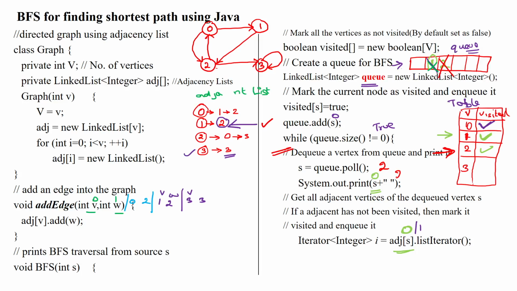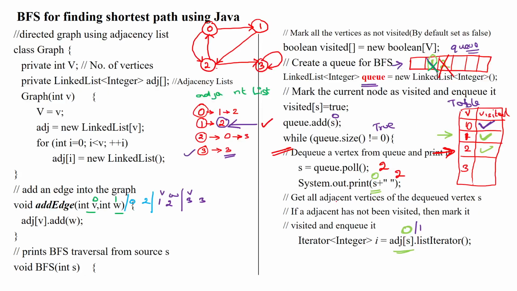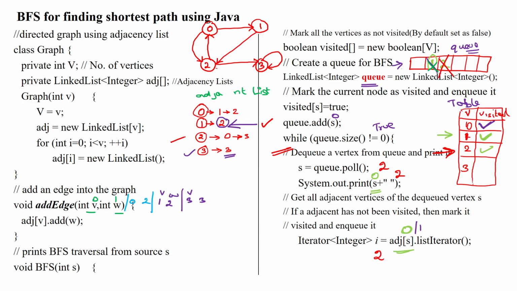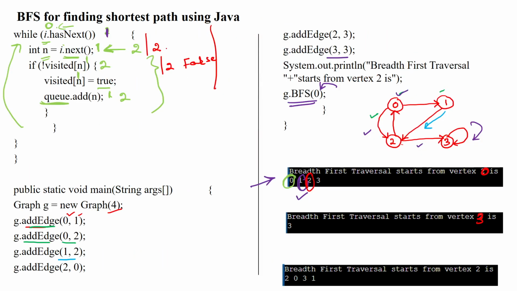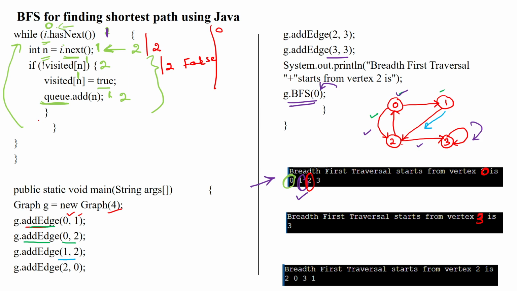Then we are printing the 2 in the output. Then now again we are checking the I. What is the I here? 2. So 2 is the value. So for the 2, we are checking if we are having the adjacent vertices or not. So now for the 2, look at this, we are having the 0 and 3 in the adjacency list. So we are checking first 0. Is it visited or not? For the 0, it is already visited, so this will be false. Then it will go back.